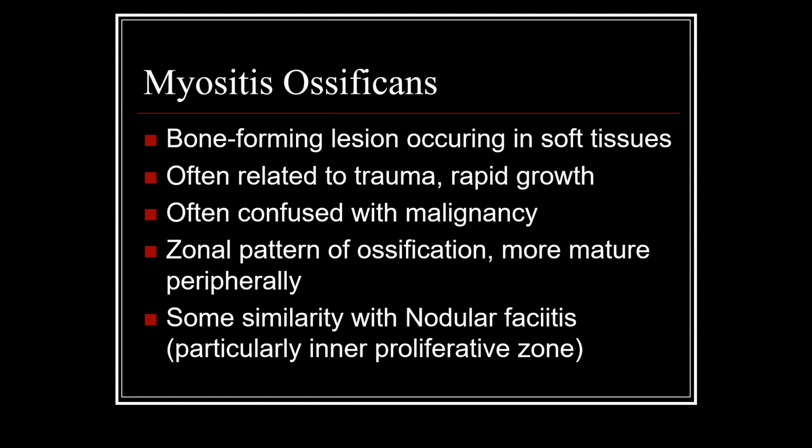These classically have what's called a zonal pattern of ossification, where the more mature ossification is peripheral and the central zone is less mineralized and less ossified. So it seems to be growing from the center out and maturing from the center towards the periphery. As I mentioned, it does have some relationship to nodular fasciitis, particularly in the proliferative zone. And what determines which lesions ossify, which lesions don't, I'm not sure I know at this point. There may be some of you might know that in your studies.